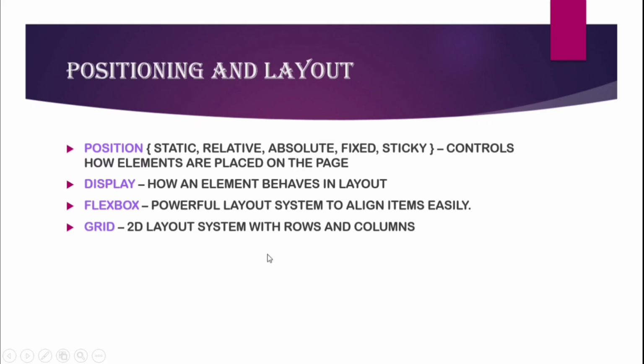Then we have the flexbox. Flexbox is another powerful layout system to align items easily. So for the display method, we have flexbox as well as grid. These two are the most important, most powerful layout systems that we have. Grid is nothing but a 2D layout system with rows and columns. So it will create rows as well as columns, and based on that format we will create a grid. So this grid is used for the display function. Okay, so these two are very important, flexbox and grid.